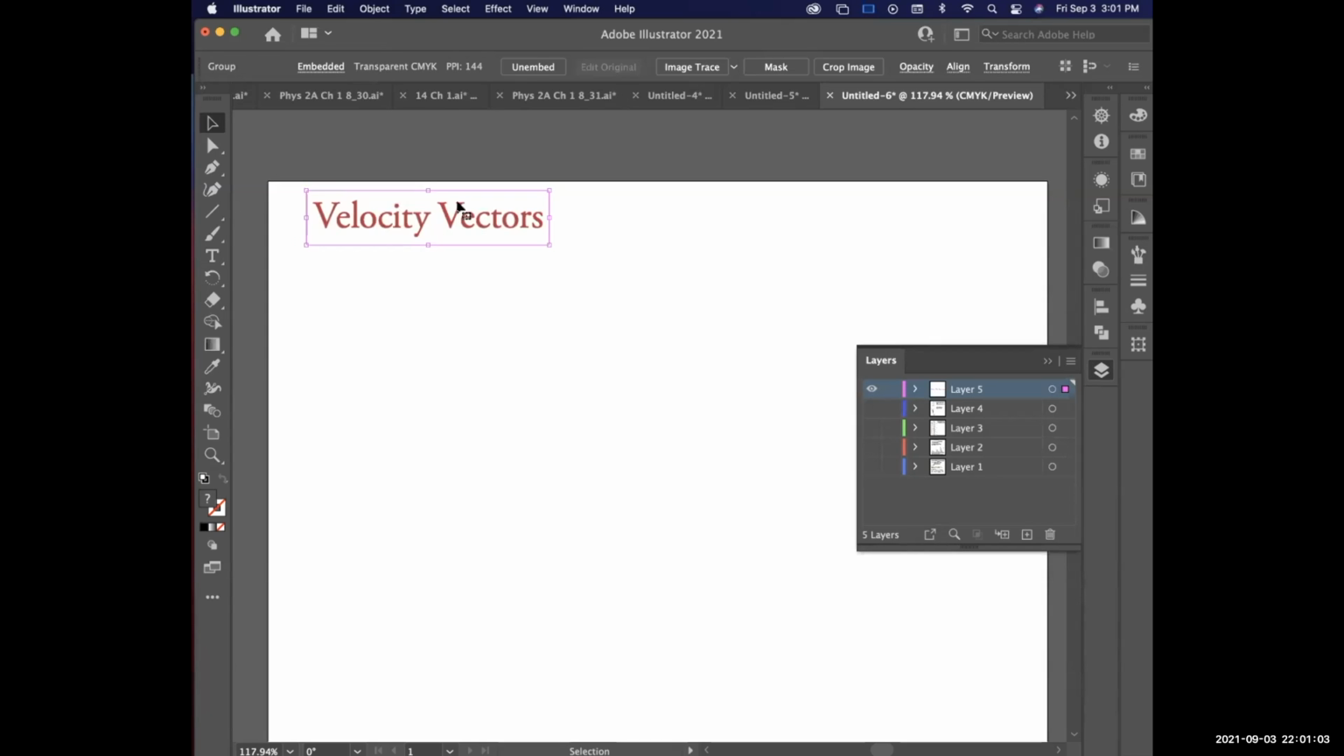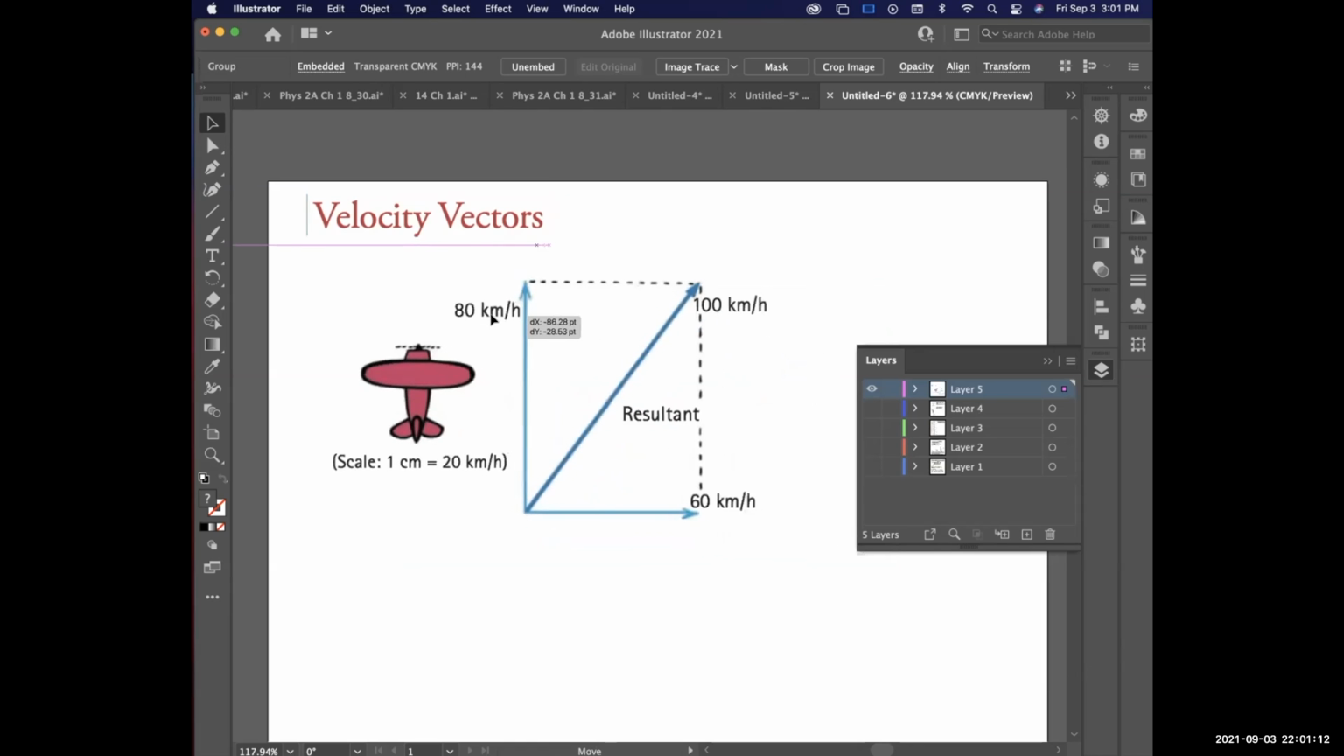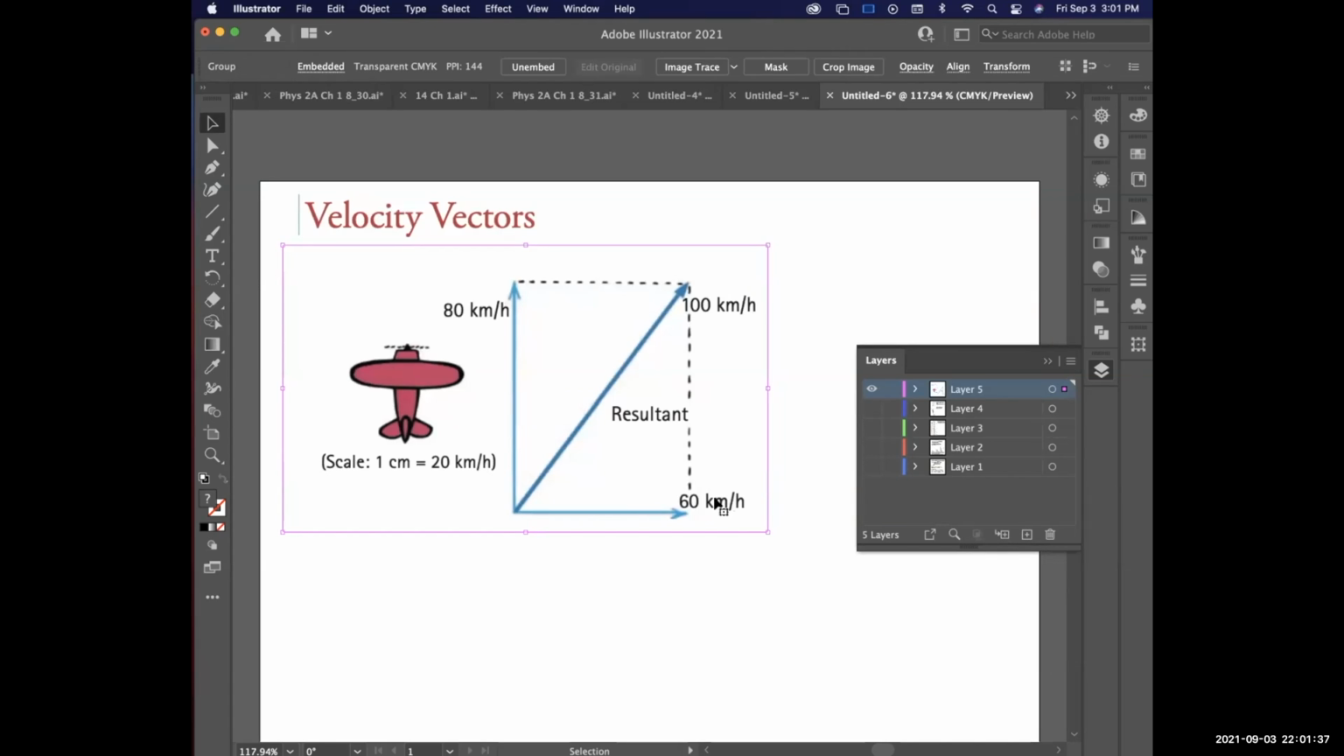So let's say we have a plane flying due north at 80 kilometers per hour, and there's a 60 kilometer per hour crosswind. The net resultant velocity is going to be 100 kilometers per hour at this direction right here. This is because it's actually hidden in here. This is a 3, 4, 5 right triangle here. They've just multiplied it by 20.